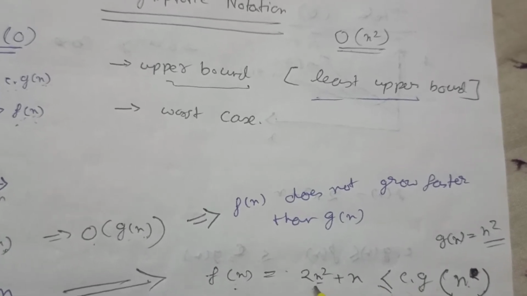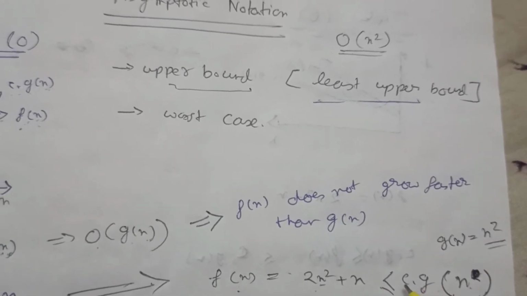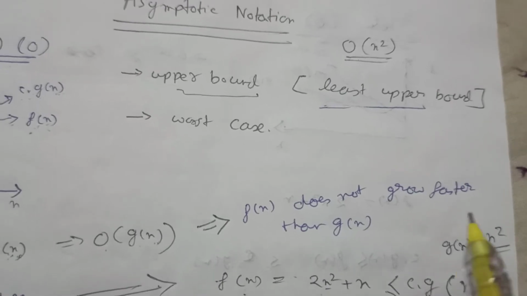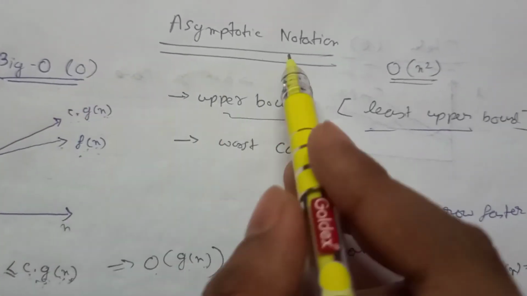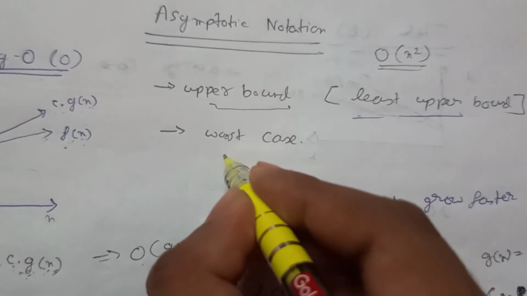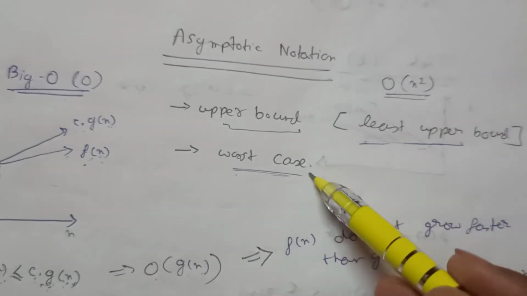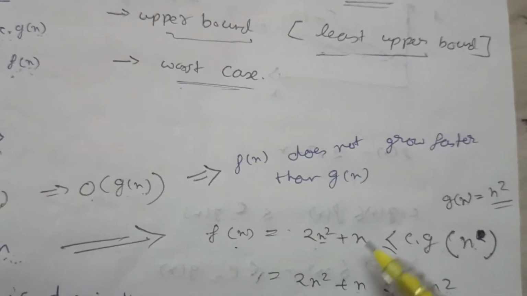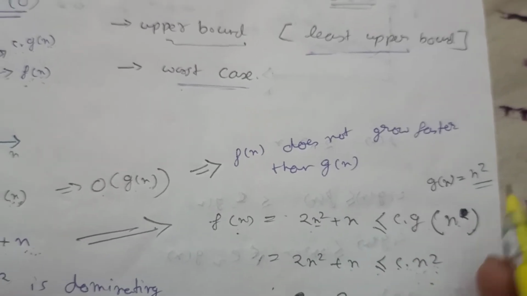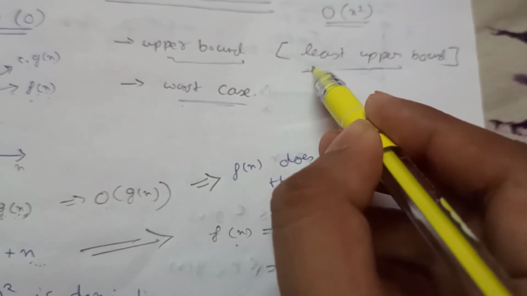We will just take the n square, and the value of c will be just above it. Also, this Big-O notation gives us the time complexity of the worst case. That is why it is widely used. We get the worst case time complexity, and I hope you understand this least upper bound thing.